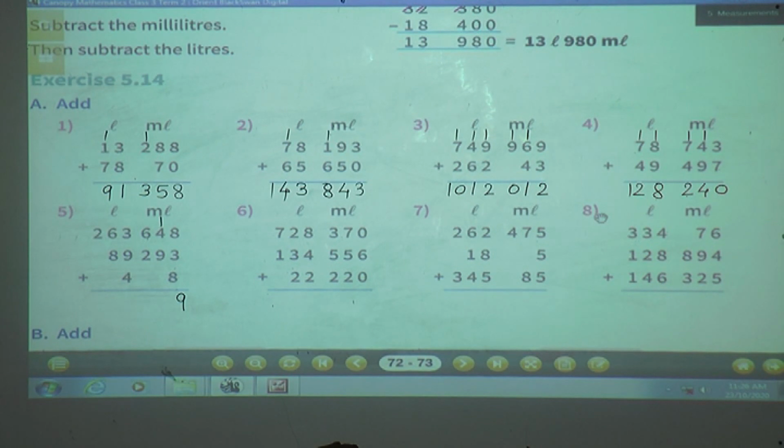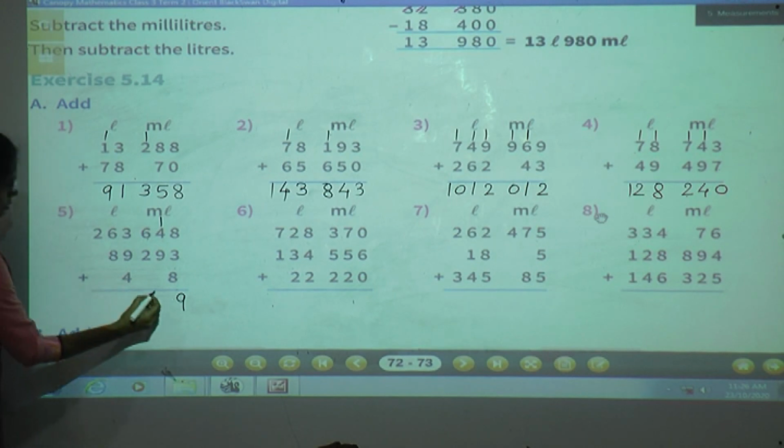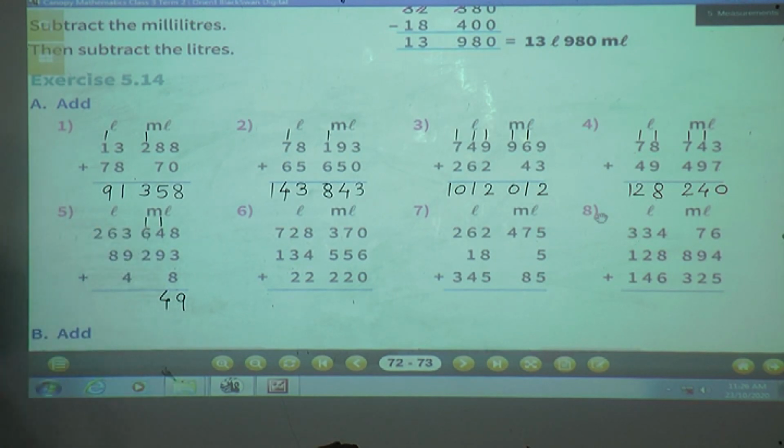Then 1 plus 4, 5. 5 plus 9, 14. Okay, so write here 4 and 1 carry. Then 1 plus 6, 7, 7 plus 2, yes, 9. Correct. So write here 9. Okay, now we'll add the liters column. See here, how many liters we have here? 3 plus 9 plus 4.